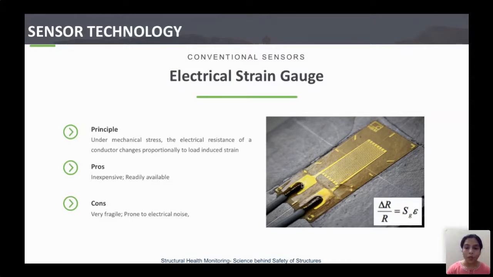The problem with these sensors is that they are very fragile. So I wouldn't suggest you to use these kinds of sensors for field applications. However, they are quite inexpensive and they are very easily available. So the electrical strain gauges are mostly used for strain measurements.